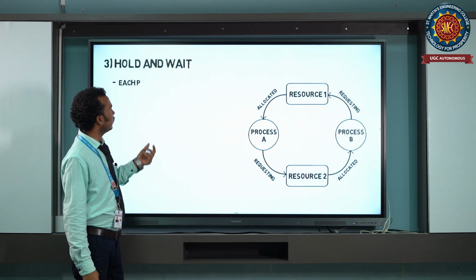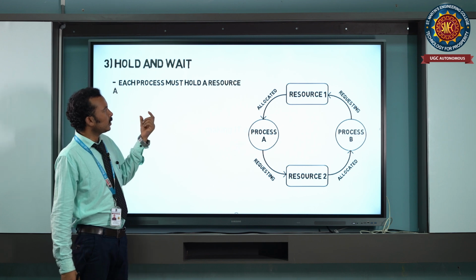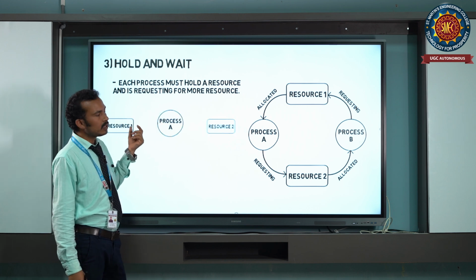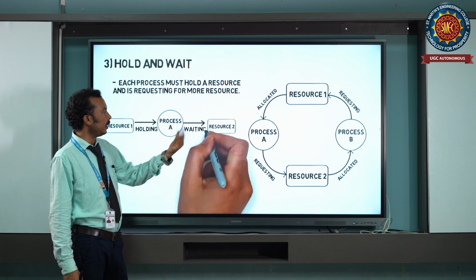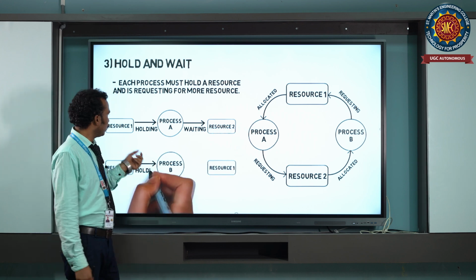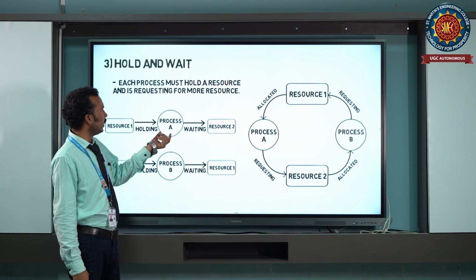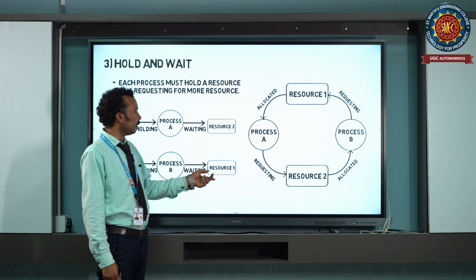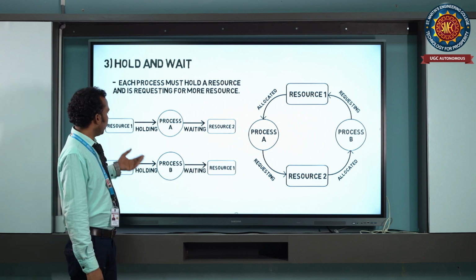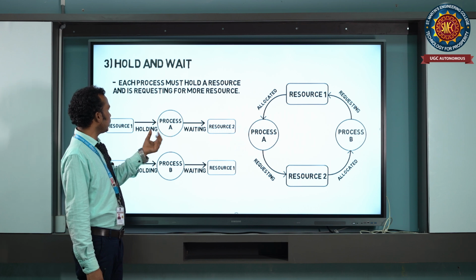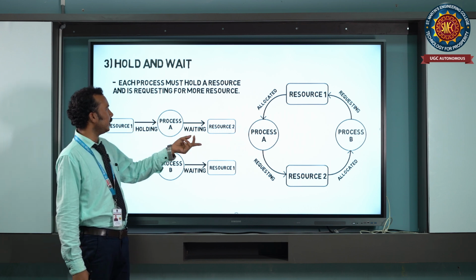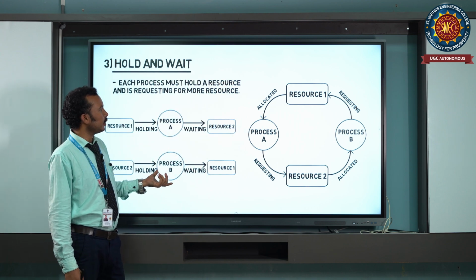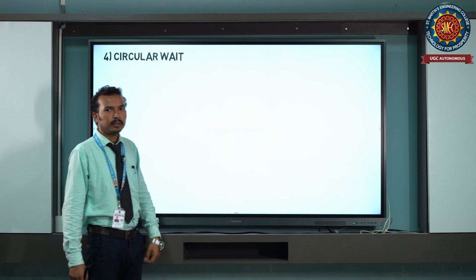Next one is hold and wait. Each process must hold a resource, having one resource while also requesting more resources that are held by other processes. Here we can see that process A is holding resource 1 and waits for resource 2, and process B is holding resource 2 and waits for resource 1. Each process is holding one resource and waiting for the second resource to complete its execution. No process will complete its execution, so due to that deadlock will occur.